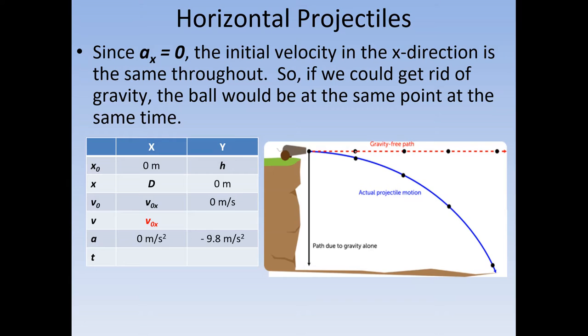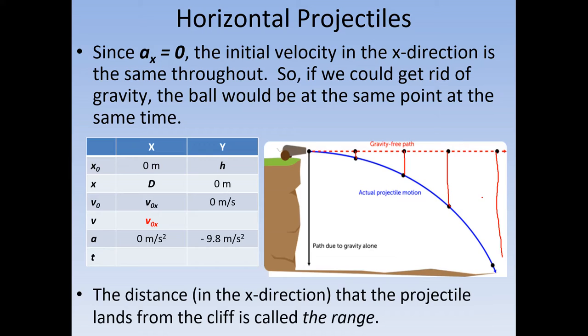So after 1 second, it will still reach 20 meters. After 2 seconds, it'll reach 40 meters. After 3 seconds, it'll reach 60 meters. And after 4 seconds, it'll reach 80 meters. So they line up horizontally. In the horizontal aspect at least, there's no difference between a projectile affected by gravity and something moving at a constant velocity. I mentioned this before, that the location where it ends up landing is usually called the range.